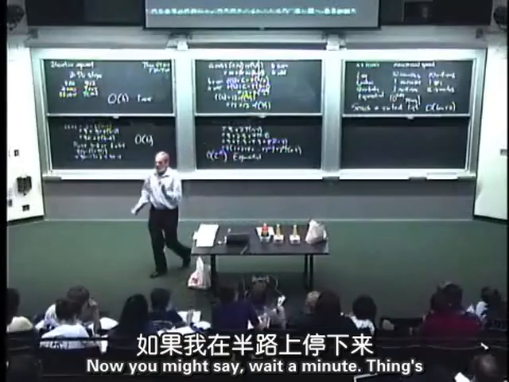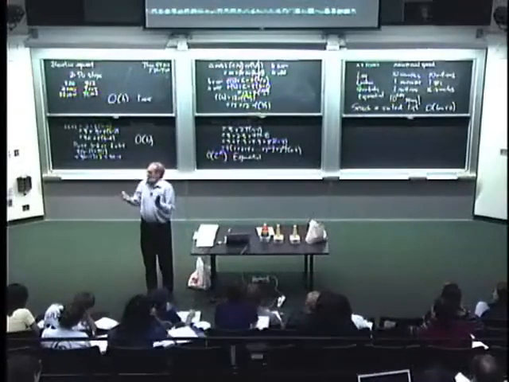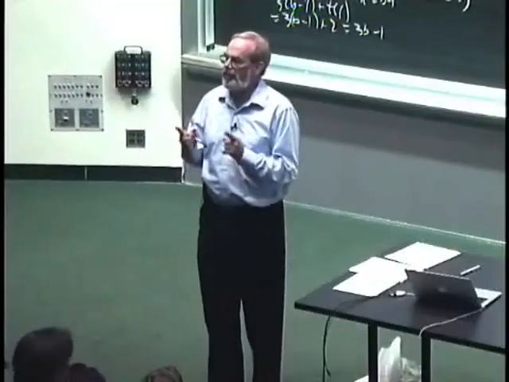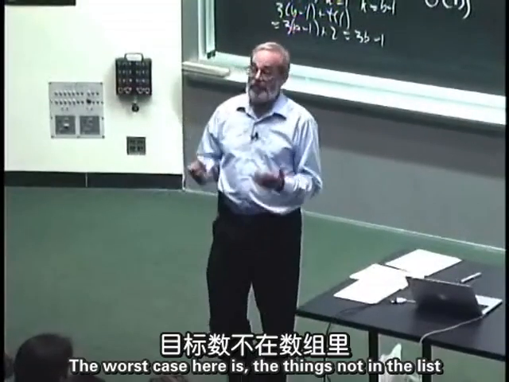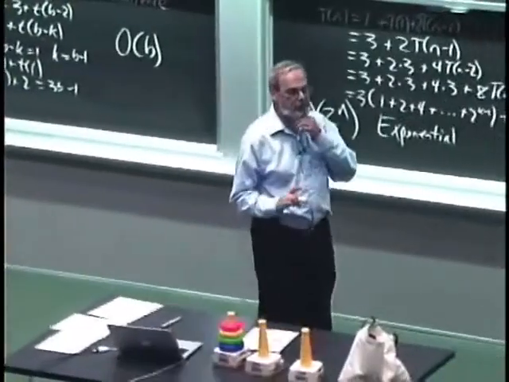Now you might say, wait a minute. Things are ordered. If I stop partway through and I throw away half the list, doesn't that help me? And the answer is yes, but it doesn't change the complexity because what did we say? We're measuring the worst case. The worst case here is the thing's not in the list, in which case I've got to go all the way through the list to get to the end.